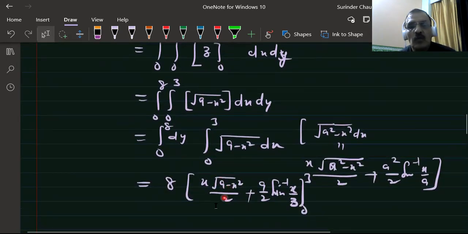Now you substitute the formula. Integral of 1 upon root of a square minus x square dx is equal to x into root of a square minus x square by 2 plus a square by 2 sin inverse x. Substitute the value.